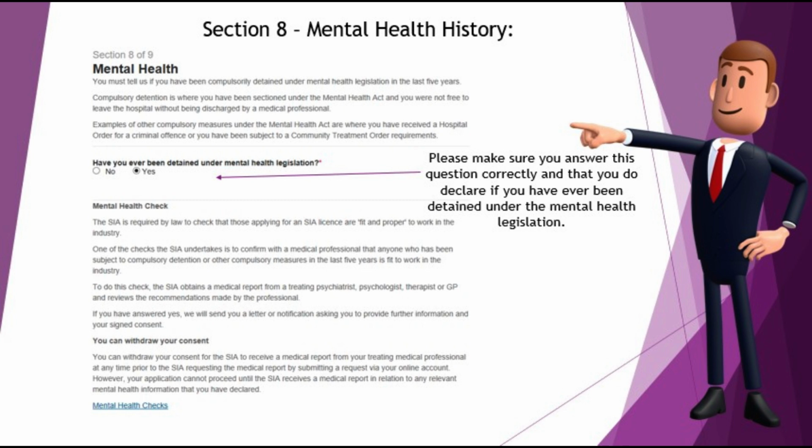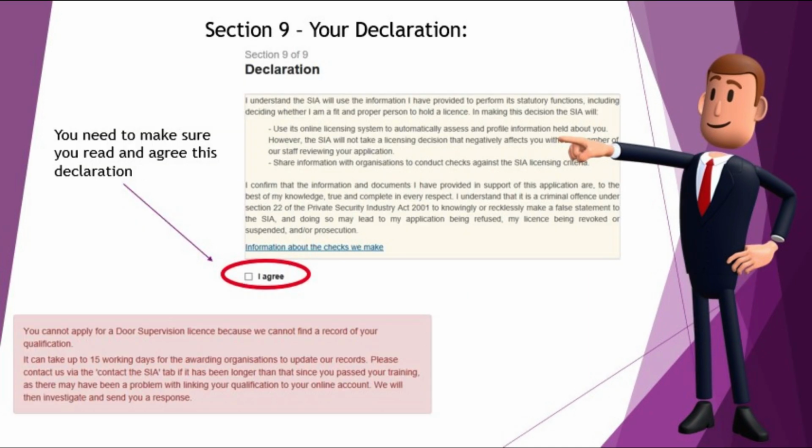If you have, then you need to make sure you give the SIA consent to check your mental health records and provide the information they ask for promptly and accurately. Otherwise, they will not process your application and it will prevent you from obtaining a license. Finally, the 9th section is the last section of your SIA application for a frontline door supervision license. You need to make sure you read and agree this declaration. You will not be able to submit your application until you've done so.